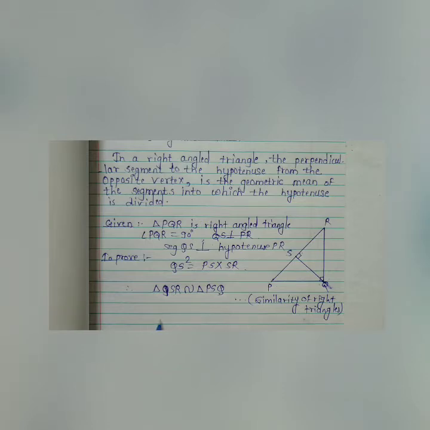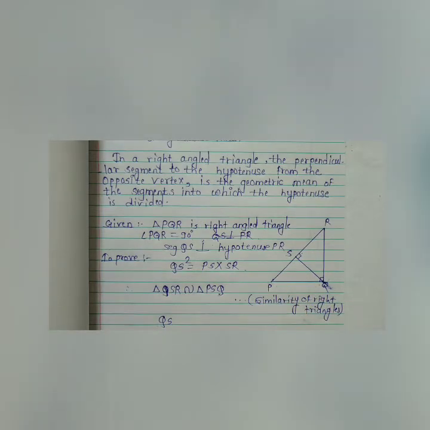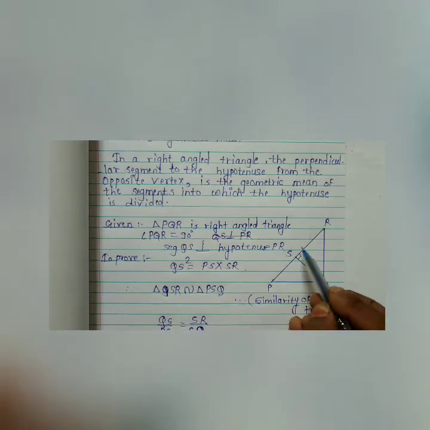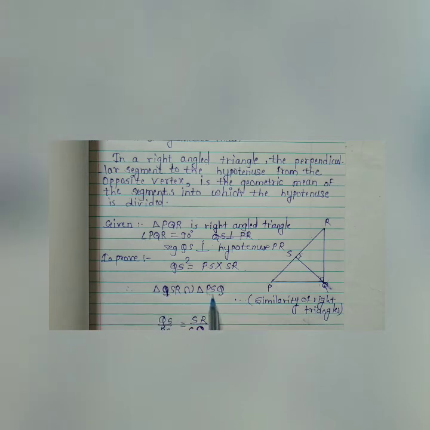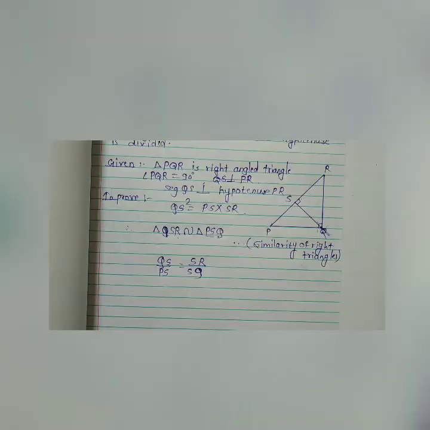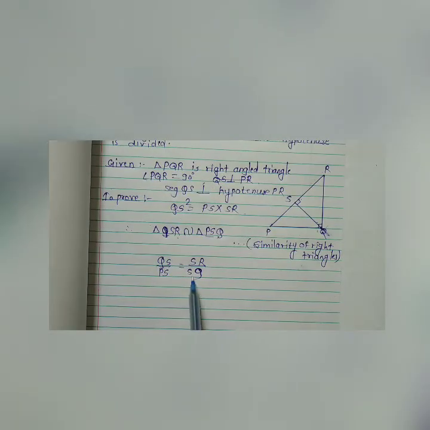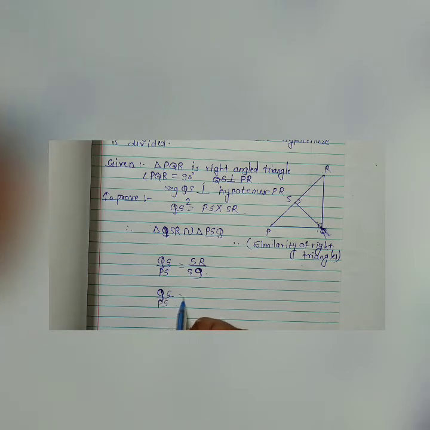Therefore take sides QS upon PS is equal to SR upon SQ. QS and PS are corresponding sides, and SR and SQ are corresponding sides. Here SQ means QS. Again write QS upon PS is equal to SR upon QS.